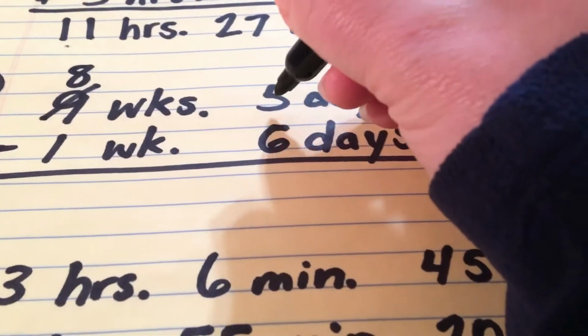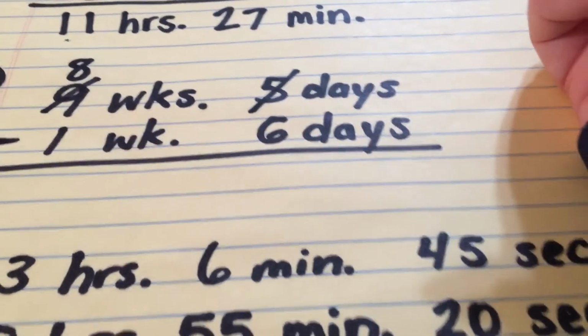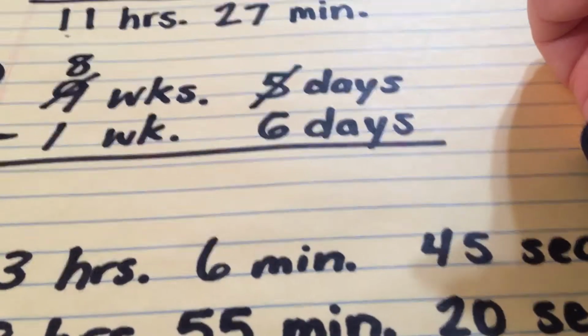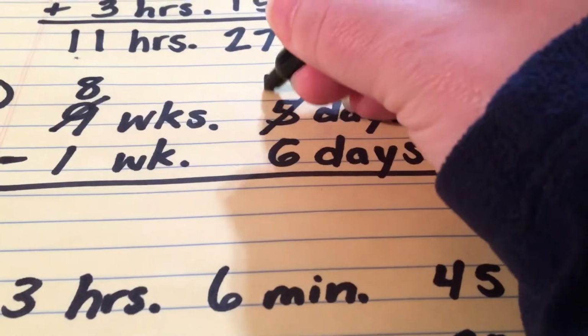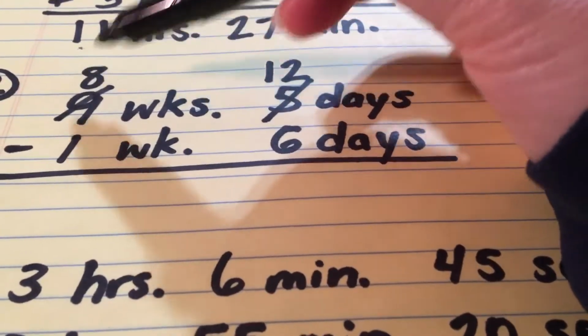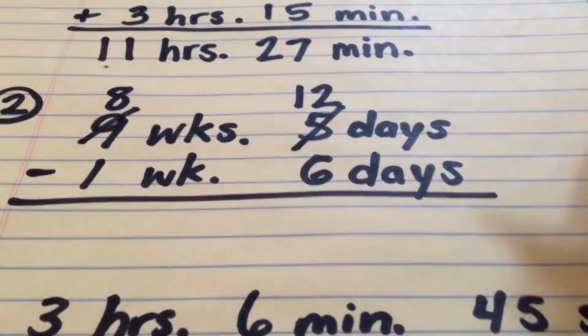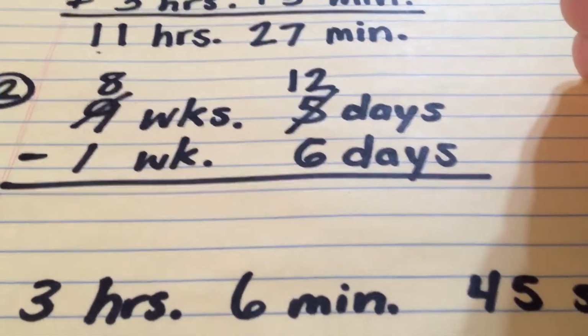So now I don't have 5 days and I don't have 15 days because a week is not 10 days. What I have here is actually 12 days. I hope you see where I got that. I regrouped 1 week, took those 7 days in that week, added to the 5 days I already have, and that's how I got 12 days.